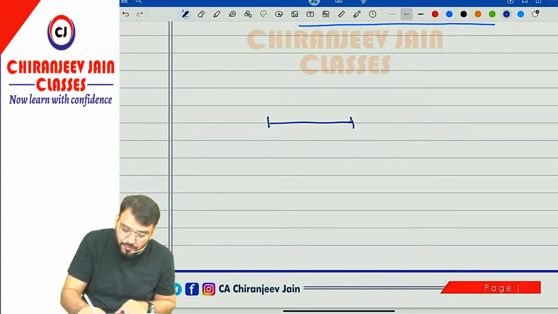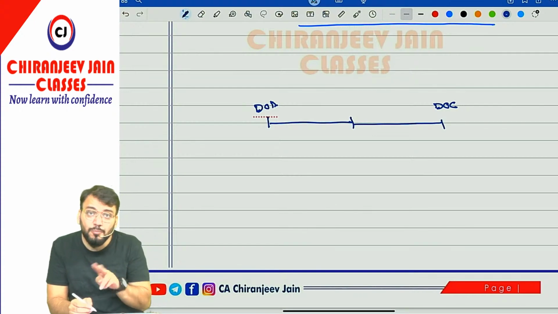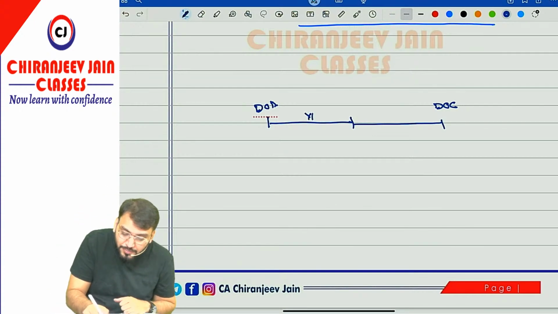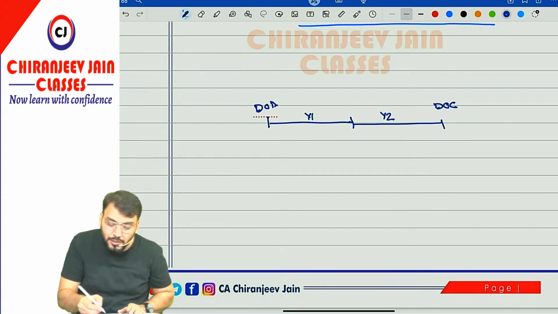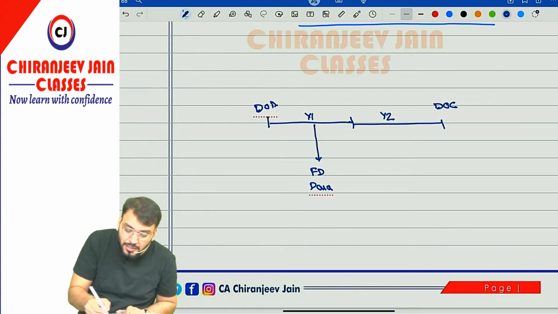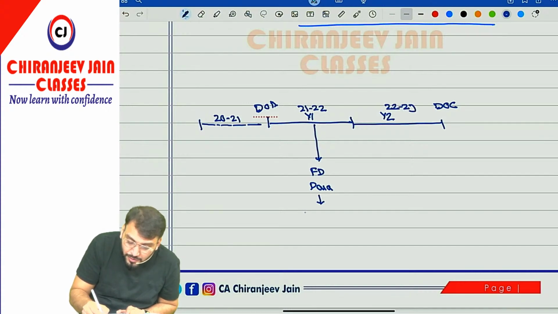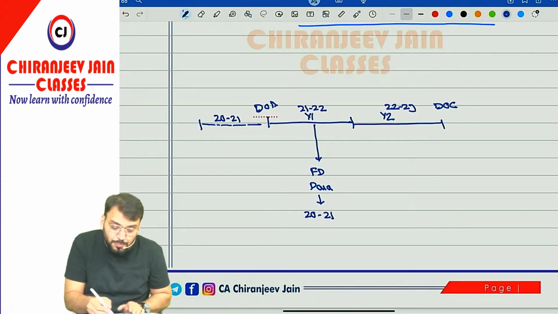Let me explain with 2 years. Now suppose this was the date of acquisition and this is the date of consolidation. It means there are 2 years of post-acquisition period, year 1 and year 2. Now any final dividend paid here, but this is declared from which year? Can I say from this year? Suppose this is 2021, this is 21-22, and this is 22-23. So this final dividend is paid for which year? For 2021.